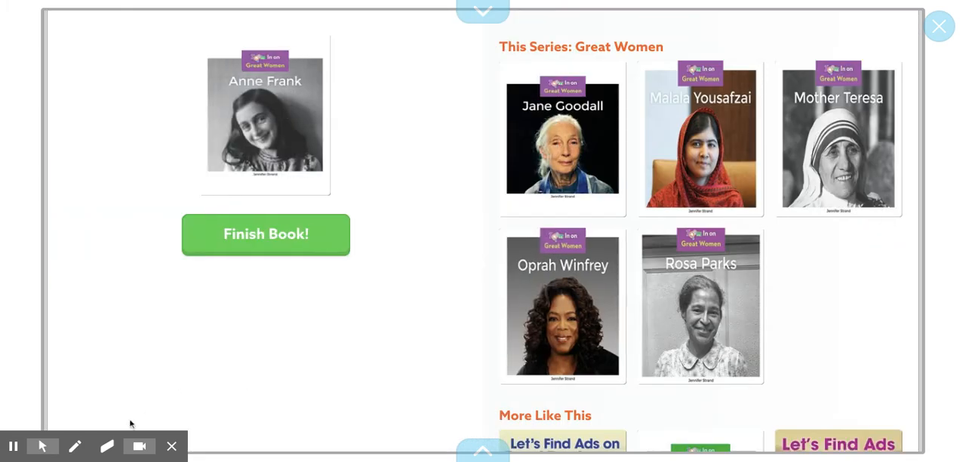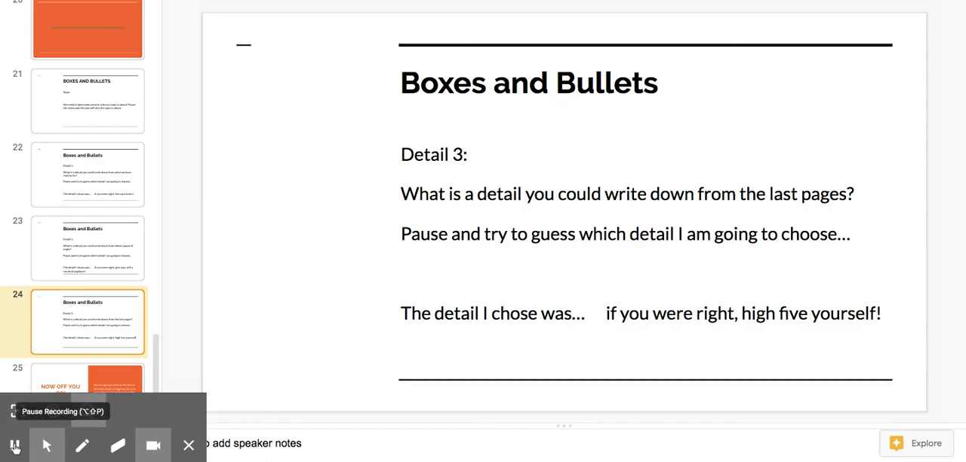So now I'm going to ask you again, what is a third detail that I could get just from those last few pages? So the detail that I'm going to choose from this was that I'm going to write that she died when she was 15, but that her dad published her diary and it became a famous book. That seems like a pretty important detail to me. So if you were right, high five yourself.